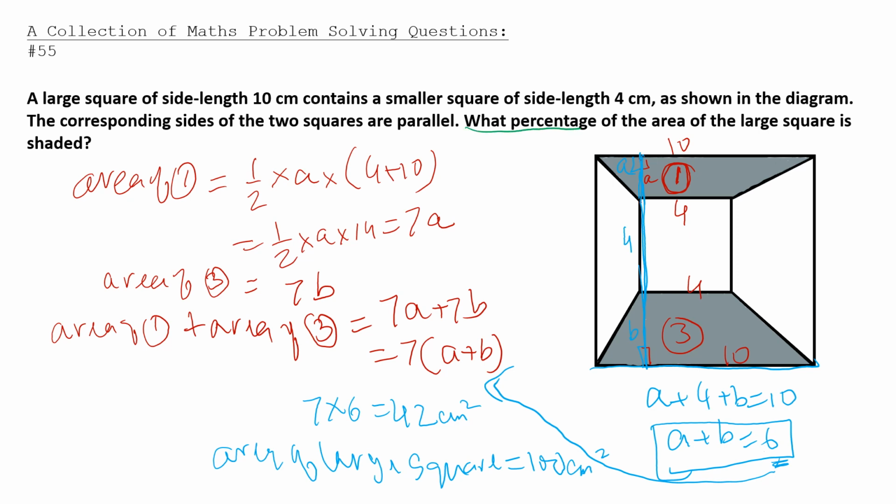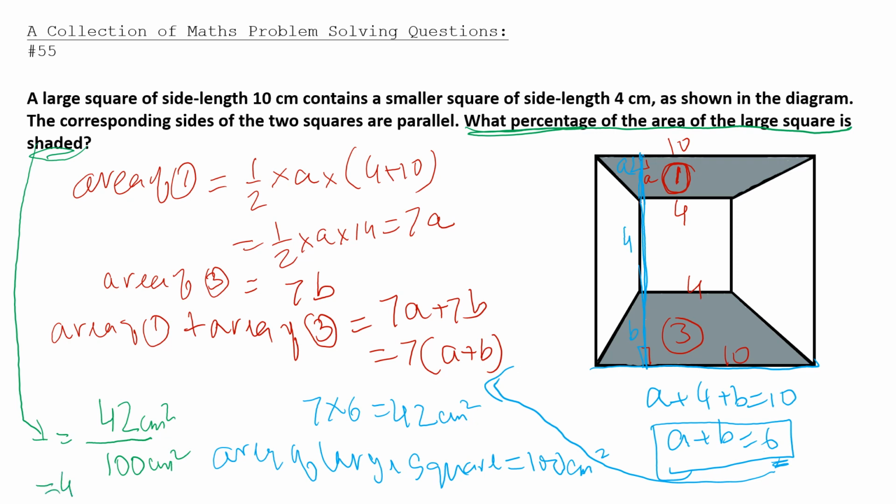So the answer to the question, what percentage of the area of the large square is shaded, would be equal to 42, that's the area of the shaded trapeziums, divided by the area of the square. The outer square is 100, so it's 42 over 100, and that gives you 42%. So the answer is 42%.